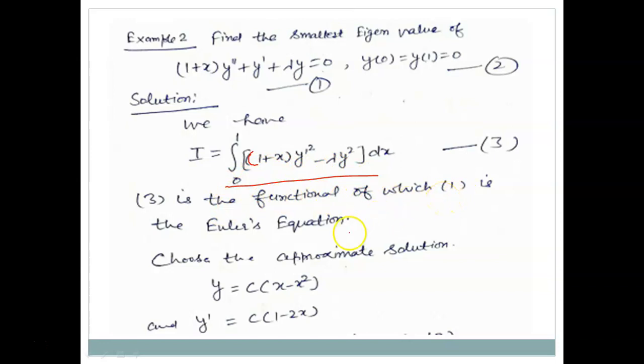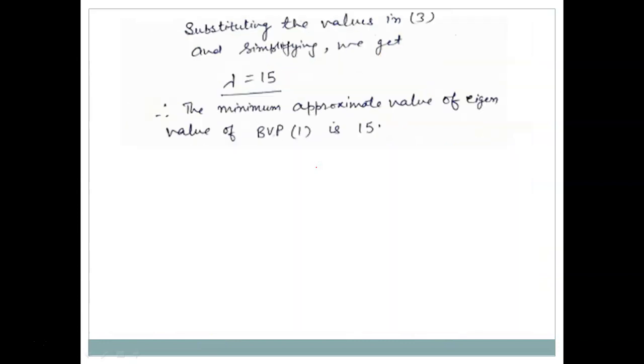Again, what is the next step? Our next step is the choice of approximate solution. Here we consider the approximate solution like this, y equal to c times x minus x square, because by choosing this solution these conditions will be satisfied. y dash equal to this. Now substituting the value of y and y dash in this equation, and then simplification, gives you the value of lambda equal to 15. So we can say the minimum approximate value of eigenvalue of boundary value problem 1 is 15.